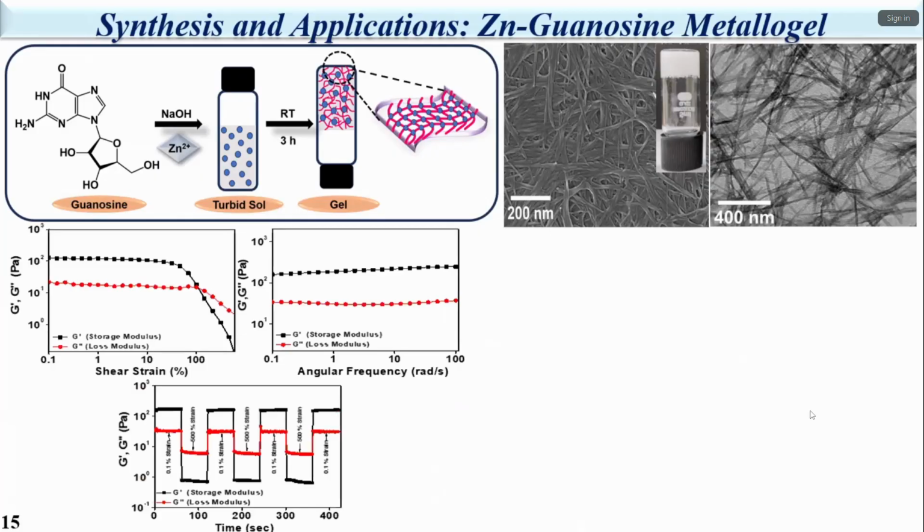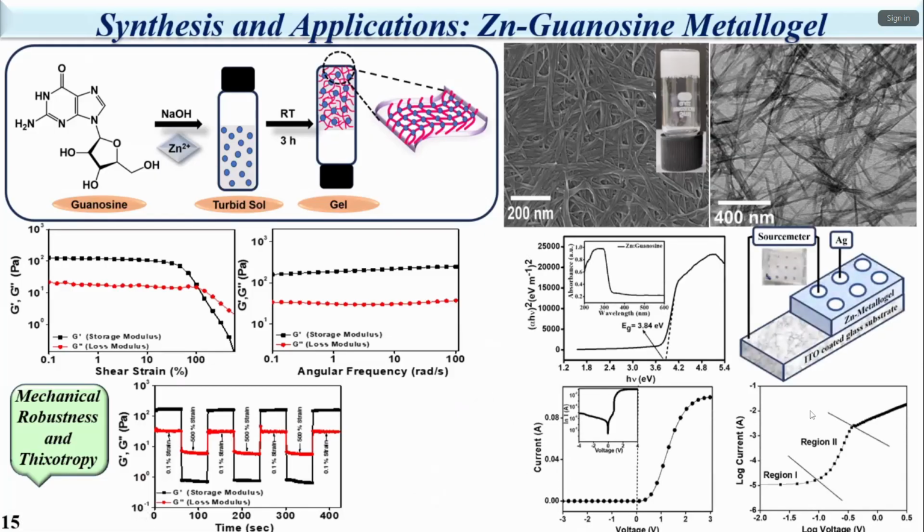So, to get an insight about the mechanical robustness and thixotropic properties of this metallogel, we conducted a rheological analysis test, which shows that these gels are mechanically robust and thixotropic. Because as we can see, its loss modulus is less and storage modulus is high, so it shows that this gel is mechanically compatible.